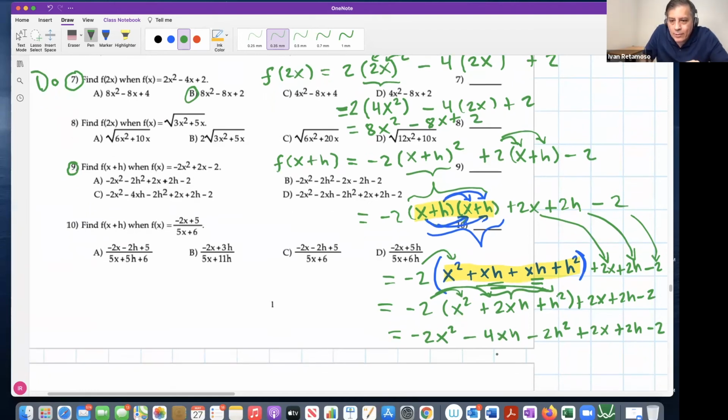And now look through. If you find like terms, combine them. But turns out here there are no like terms, right? This is like apple, this is like orange, this is like strawberry. No like terms. So conclusion, leave it alone. That is the final answer. So which matches perfectly with this, right? Minus 2x squared minus 4x times h minus 2h squared plus 2x plus 2h minus 2.